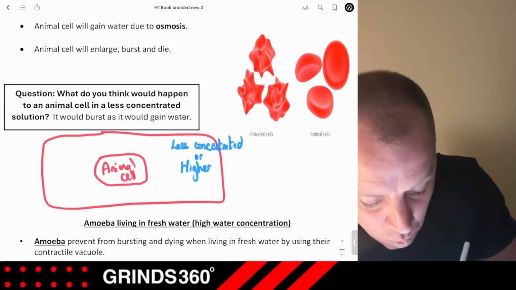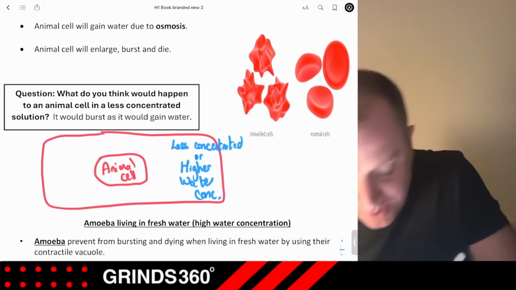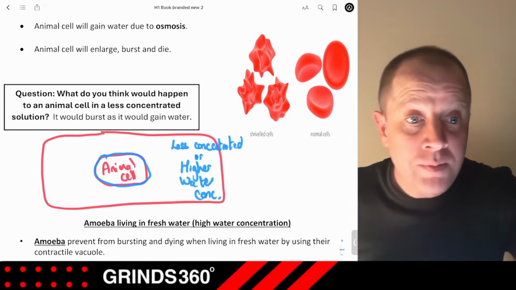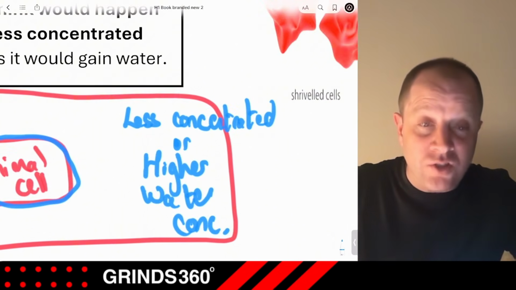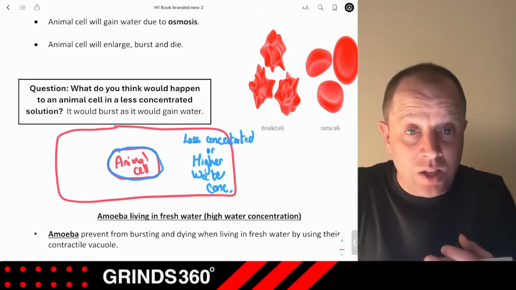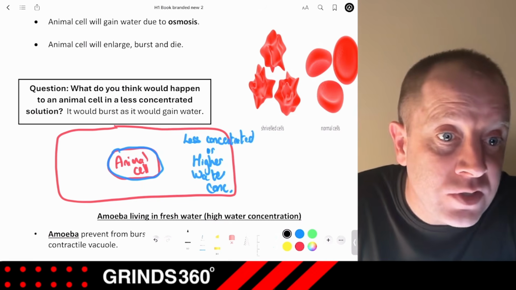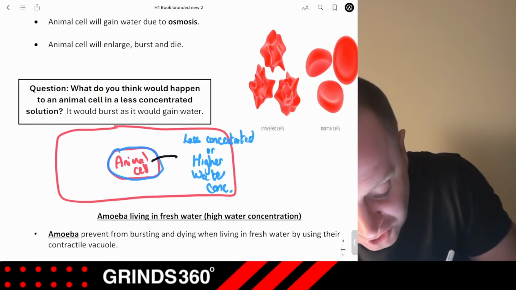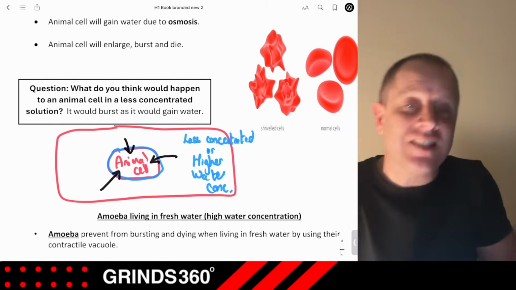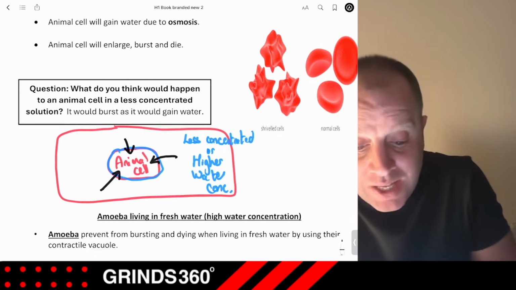So less concentrated means higher water concentration outside the cell. Here's this animal cell here. Outside the animal cell has a higher water concentration because we just said, for that reason, it's less concentrated outside the cell. So that means inside the cell has the lower water concentration. For that reason, due to osmosis, water always goes from an area of higher water concentration outside to an area of lower water concentration inside the cell. So that animal cell now has a problem. That animal cell is going to burst.